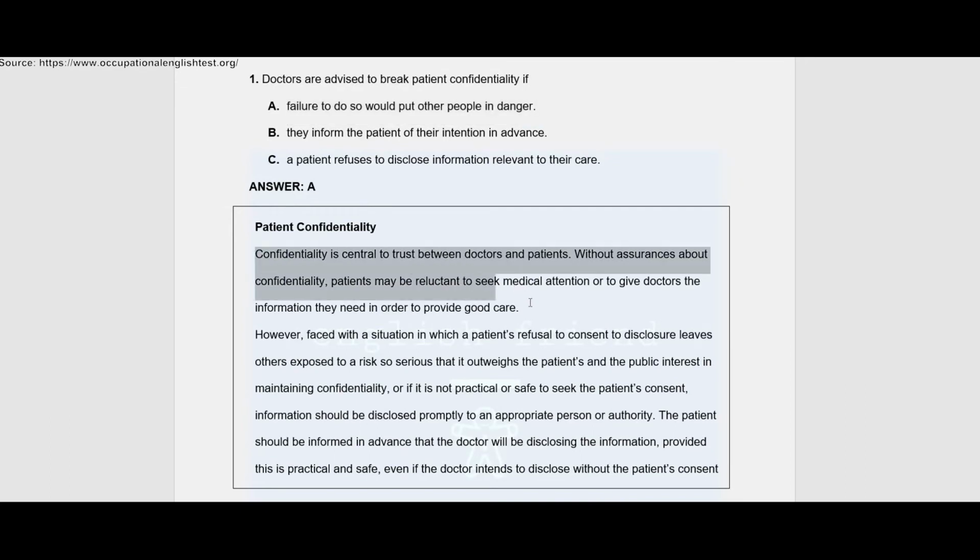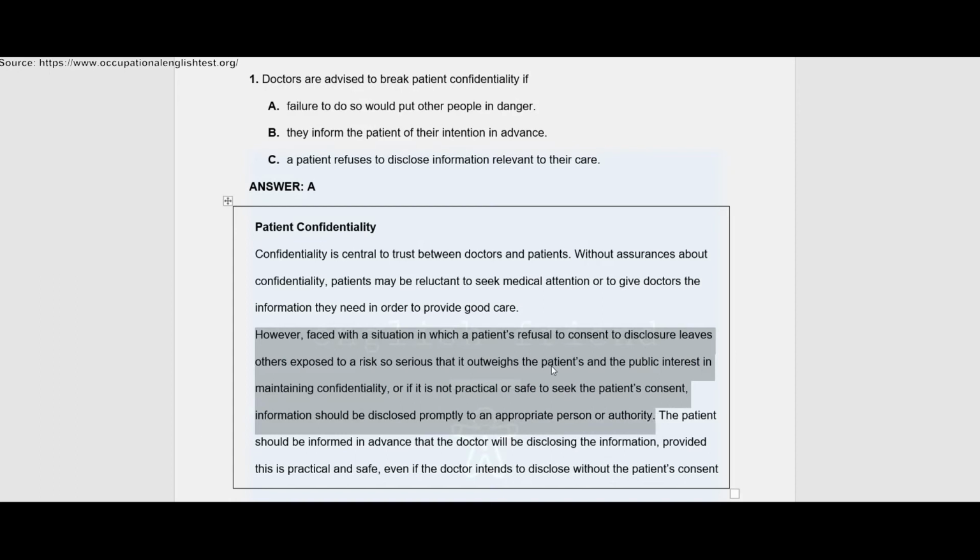When we go through the paragraph in the first portion, you may see why confidentiality is so important for patients. And in the second para, you may see, however, faced with the situation in which a patient's refusal to consent to disclosure leaves others exposed to a risk so serious that it outweighs the patient's and the public interest in maintaining confidentiality, or if it is not practical or safe to seek the patient's consent, information should be disclosed promptly to an appropriate person or authority.